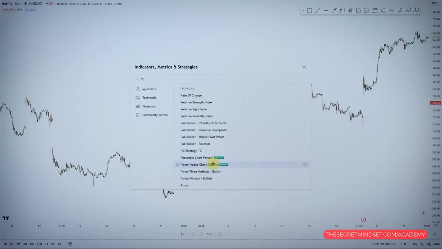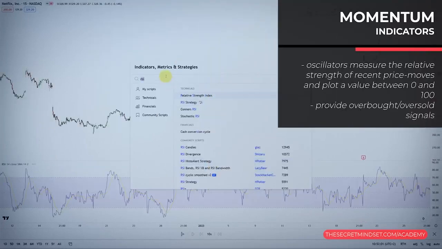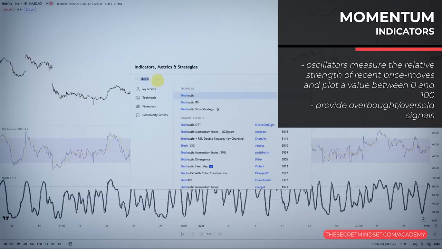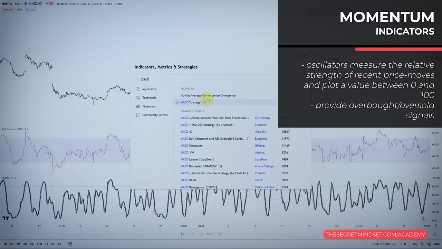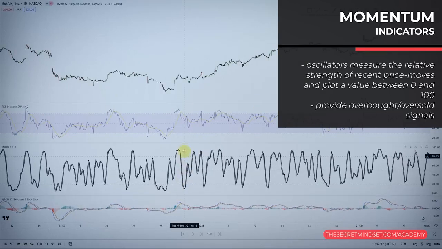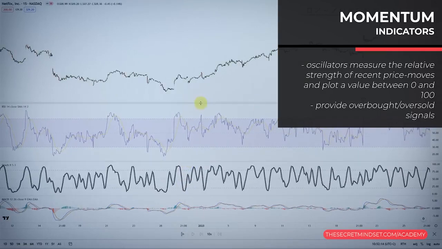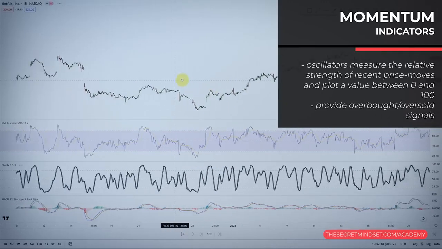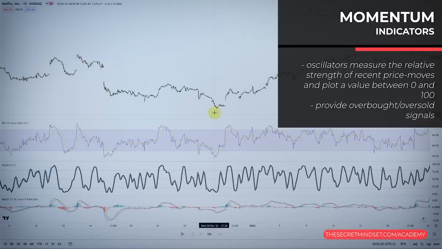Another popular group of technical indicators are momentum indicators, also called oscillators. Unlike trend indicators, oscillators measure the relative strength of recent price moves and plot a value between 0 and 100. If prices are rising strongly, an oscillator follows and reaches overbought levels. Similarly, if prices are falling, an oscillator is designed to reach oversold levels.